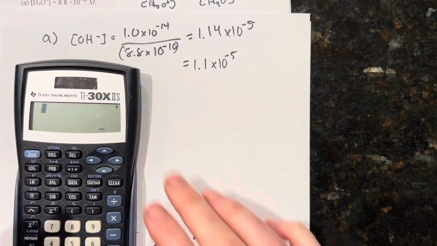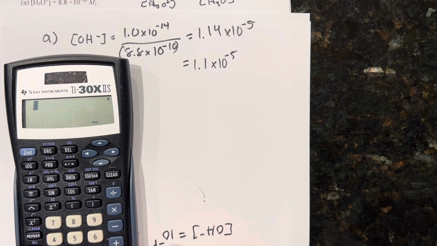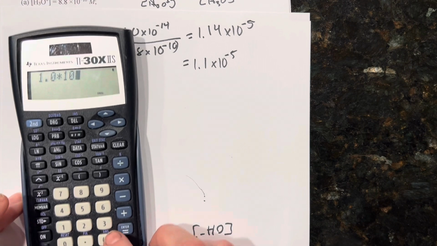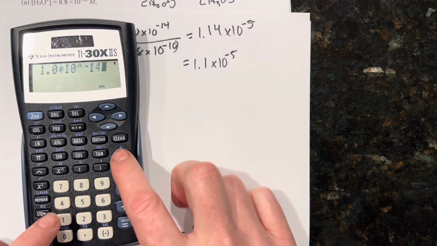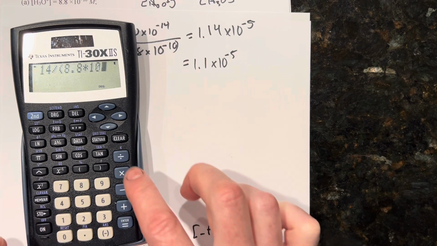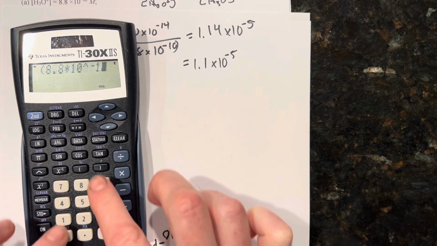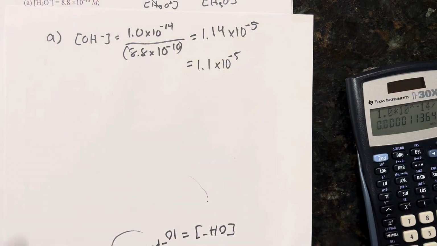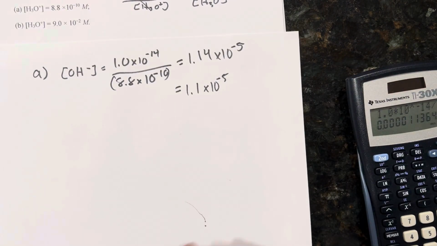Because I didn't calculate this before, I'm going to do it again just to make sure. 10 to the negative 14 divided by 8.8 times 10 to the negative 10. And I get the exact same answer. Okay, great. Moving on to the next one.